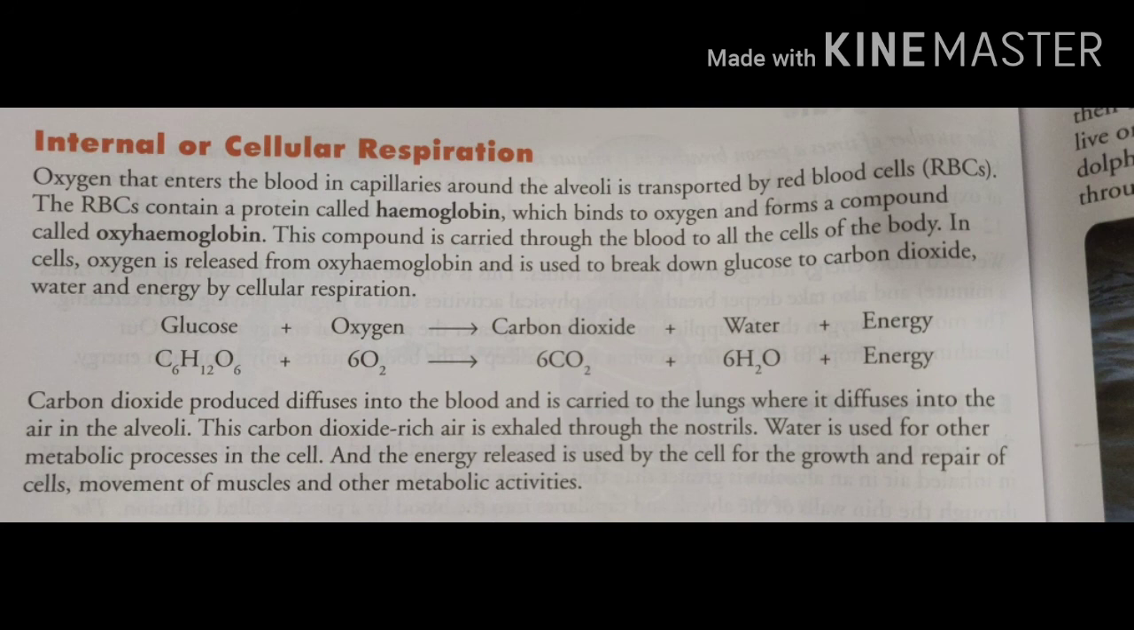Now carbon dioxide diffuses into the blood and is carried to the lungs, where it diffuses into the air in the alveoli. Now the carbon dioxide rich air is exhaled through the nostrils, and water is used for the metabolic processes and functions of the body, and the energy which is released is used by the cells for growth and repair of the cells.